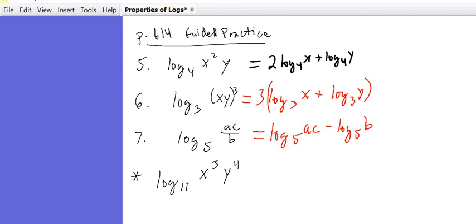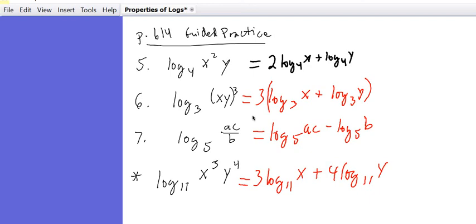Okay, look at the next one. Where's that 3 going to go? To the front. Where's that 4 going to go? To the front. But they're going to go to the front of their individual parts. So you're going to have 3 log base 11 of x, and then plus what? 4 log base 11 of y. So the 4 goes out in front of the y term, and the 3 goes out in front of the x term, if you will. All right?